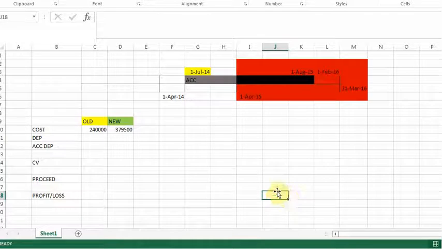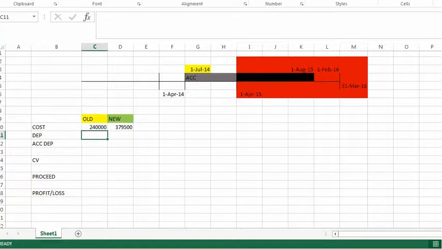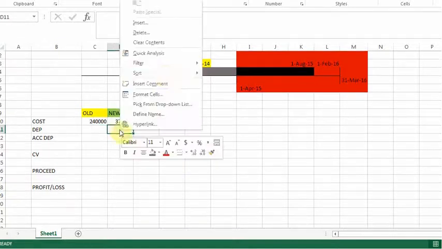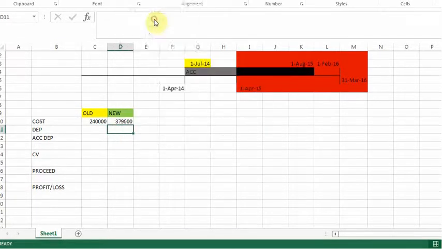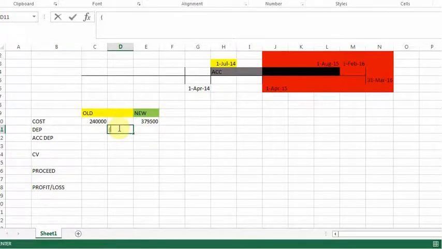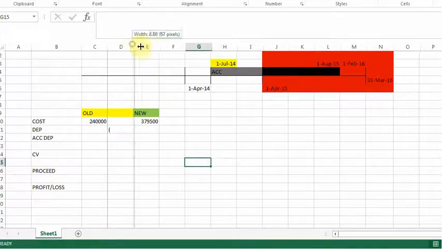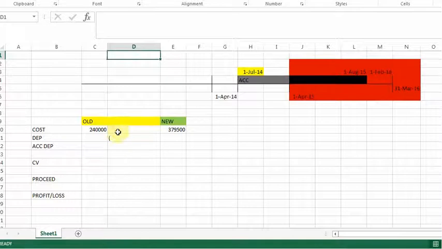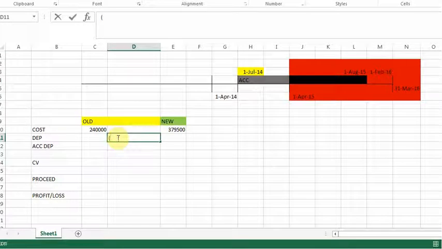So for the old one, the depreciation will then be calculated as follows. Let me just insert here again a column, so there I will show how I got to the values. For the depreciation, we're going to base it on the cost price, so that's 240,000. I'm going to times it by 20%.